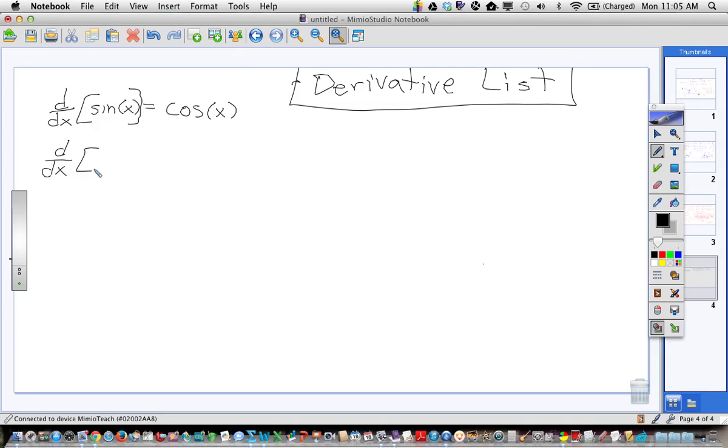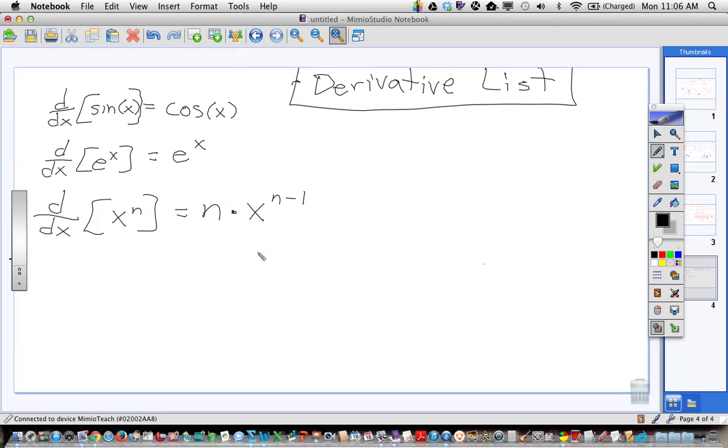And then we also learned that the derivative of e to the x was e to the x. So those kind of fit in here. And then we learned this power rule, that if we have x to the n power, then we bring the n down in front. Right? That kind of thing. Let's see, what else did we learn?